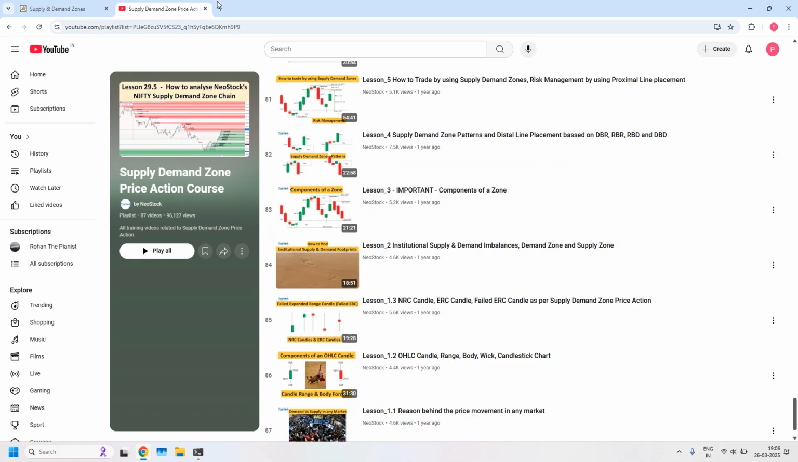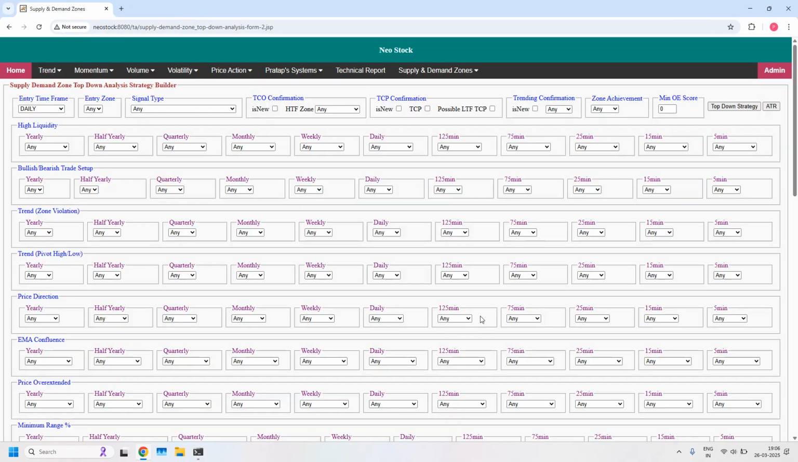Now let's get into the report generation with the help of NeoStock Software Supply Demand Zone Top-Down Analysis Strategy Builder. Okay, first I'm going to generate stocks near demand and supply zones, and during this process we will also identify daily and 75 minutes high liquidity zones.